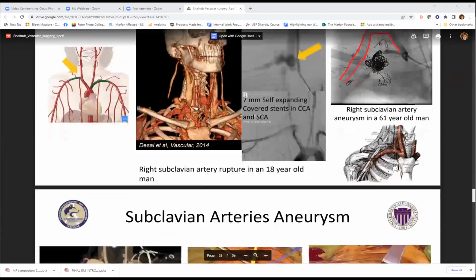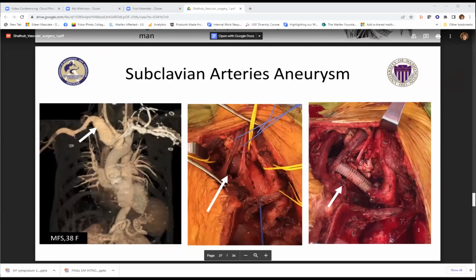Next slide. This is, again, an example of what that looks like in somebody with Marfan syndrome. And you can see that in this circumstance, we had to do what we call a sternotomy and then extend it over the clavicle, above the clavicle, and then replace it. The arrow in the middle picture shows you the aneurysm, and the right picture shows you the graft itself.